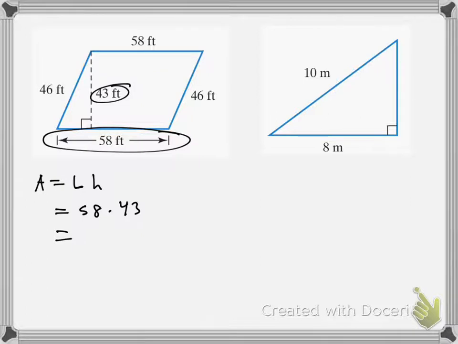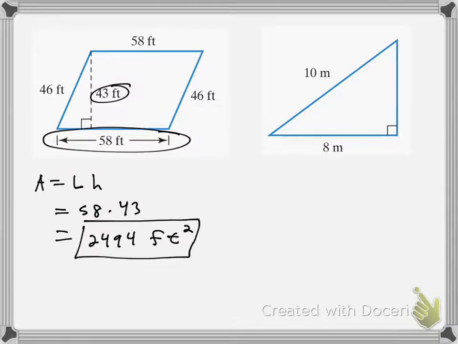So 58 times 43, that's 2494. And area is not in feet, it's in square feet, feet squared. Like if you think about your living room, the amount of carpet you need is in square footage. The amount of baseboard you need to go around the edge is in feet. So the amount of baseboard you need is kind of like the perimeter of the room, and the amount of carpet you need is the area of the room. So square footage. So you always put a little square on the unit whenever you're doing area.